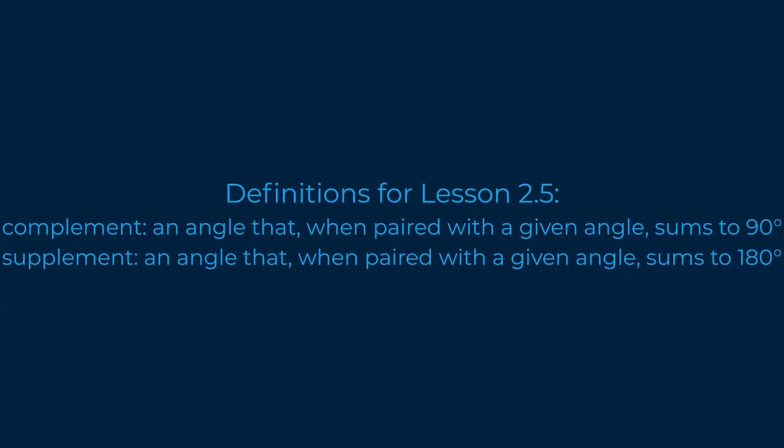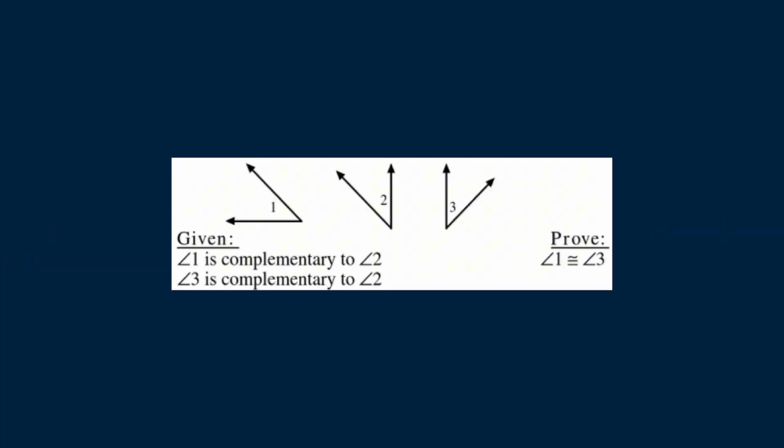The first one: we have angle 1 is complementary to angle 2, and angle 3 is complementary to angle 2. And we're trying to prove that angle 1 is congruent to angle 3. So pause now, try to make a 2-column proof, and see what kind of patterns you can make with these angles. I'll give you a moment.